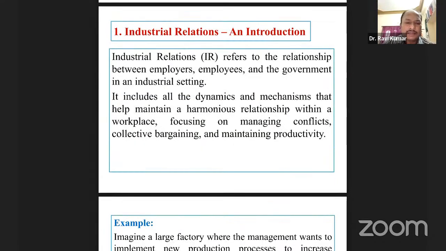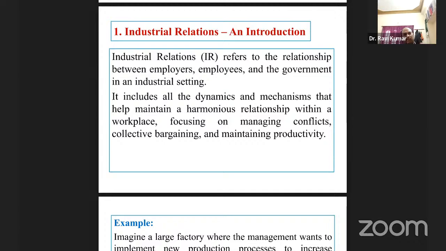Let's see here. Industrial relations, an introduction. So IR, industrial relations, refers to the relationship between employers, employees, and the government in an industrial setting. Because if all are employers, that means all are owners, they cannot produce the products because they need employees. Without employees, we can't even start the business. They're ready to start the manufacturing of the product, but these duties are done by employees only.